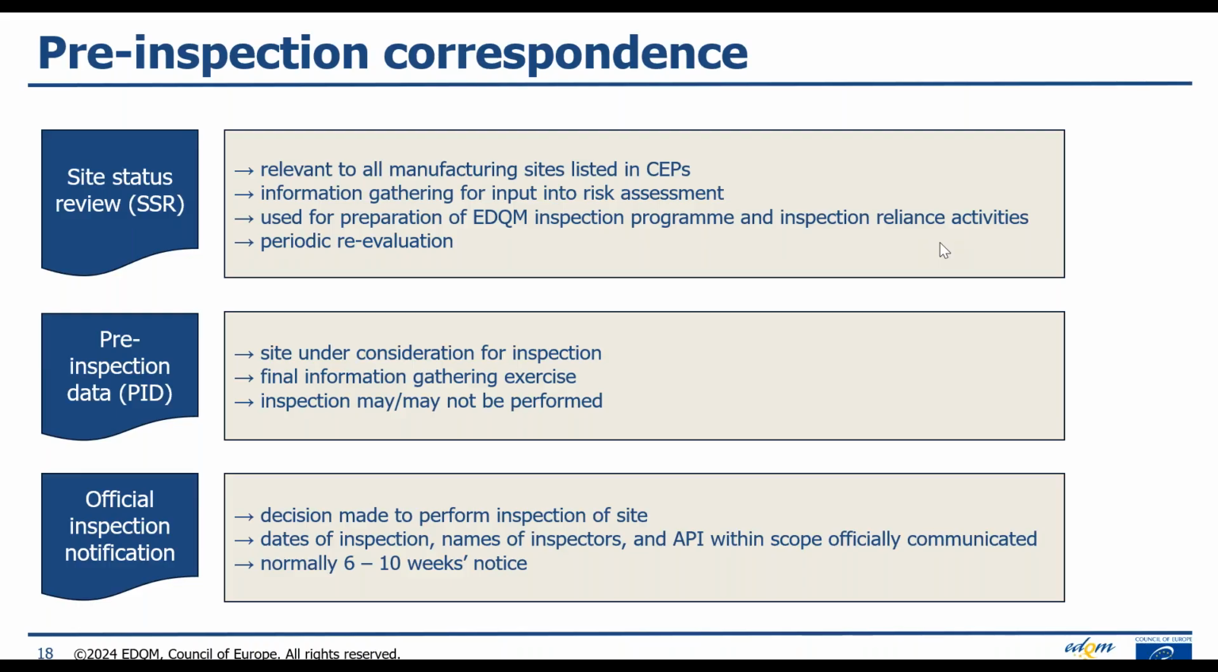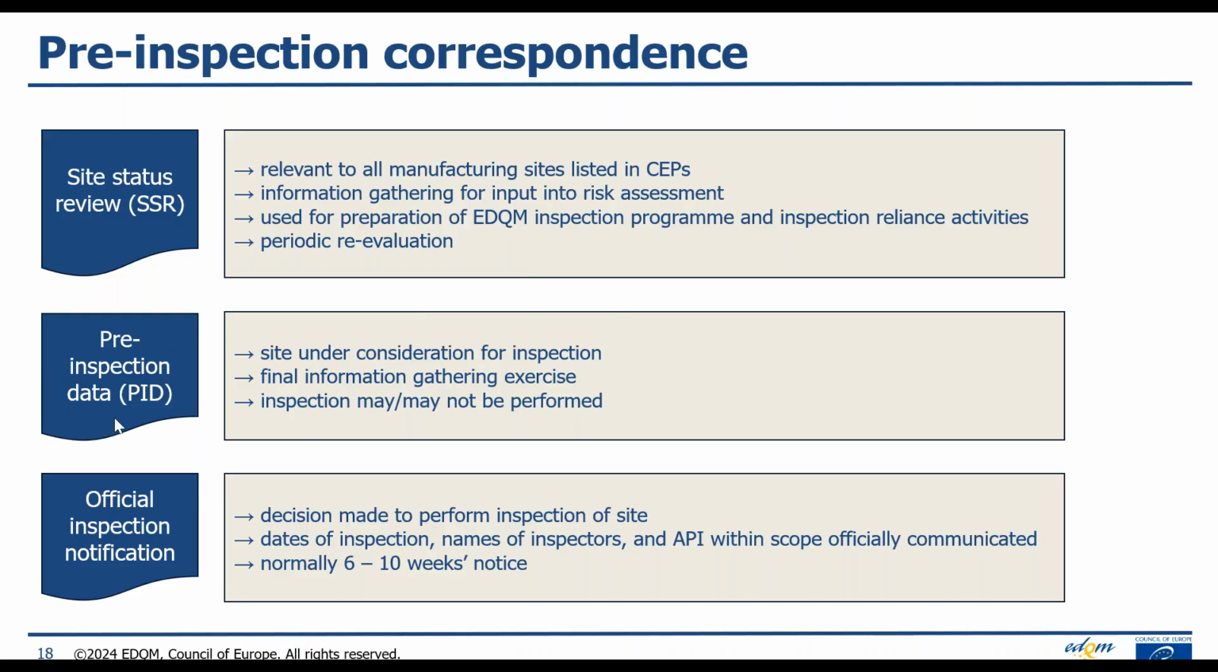For example, we would check the recent inspection history of the site, and whether any other authorities have been there. This is a continual process, performed on a periodic basis, so you will continually get site status review requests for information as long as the CEP is valid.